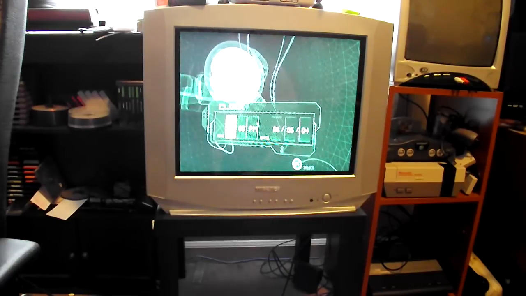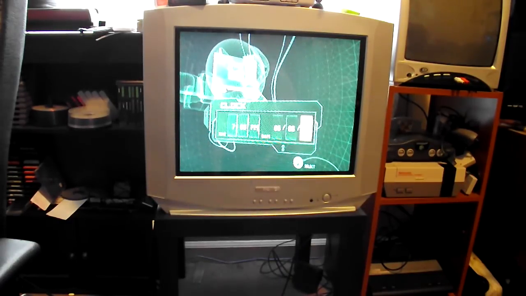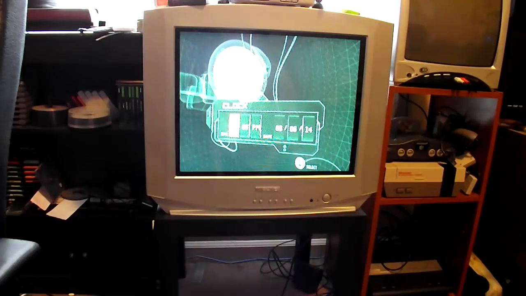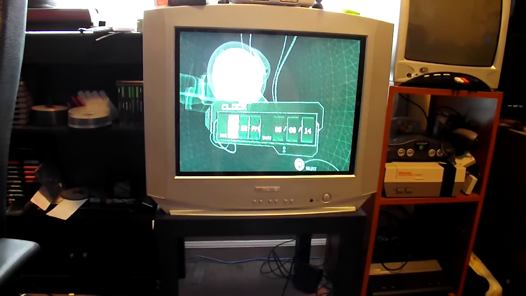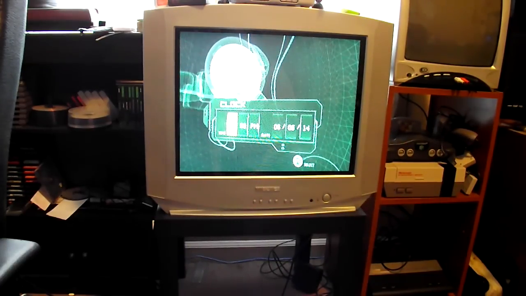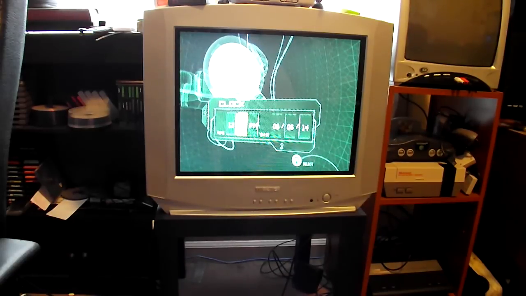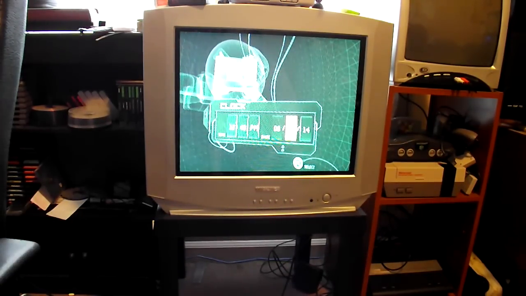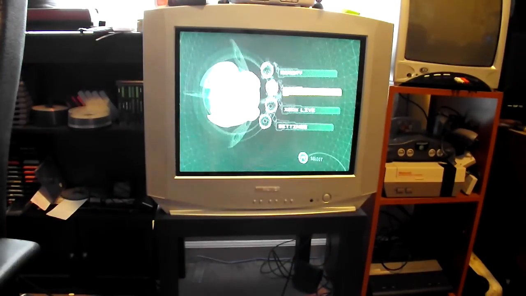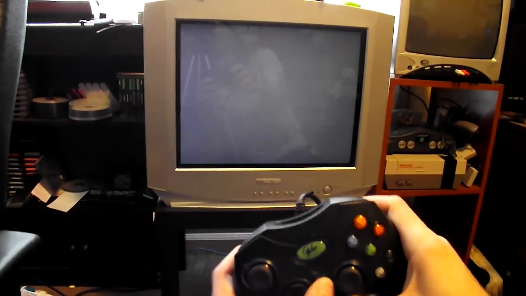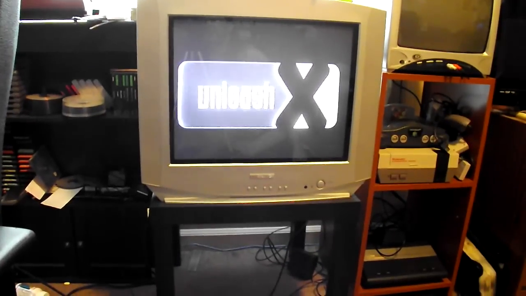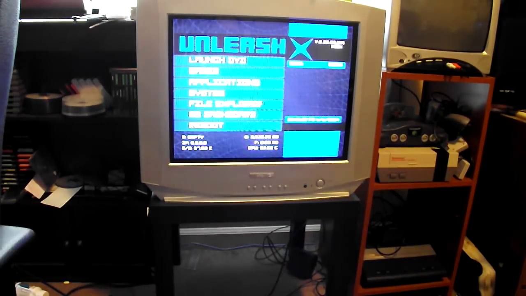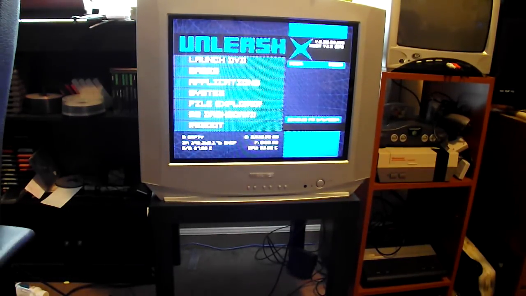And of course it wants to know the date. 6/6/2014, so it thinks it's almost a decade earlier than it is. The time is 12:40 or so. 12:40. Oh yeah, now if we hold the trigger combination, we go into Unleash X. Excellent. Well, this is good.